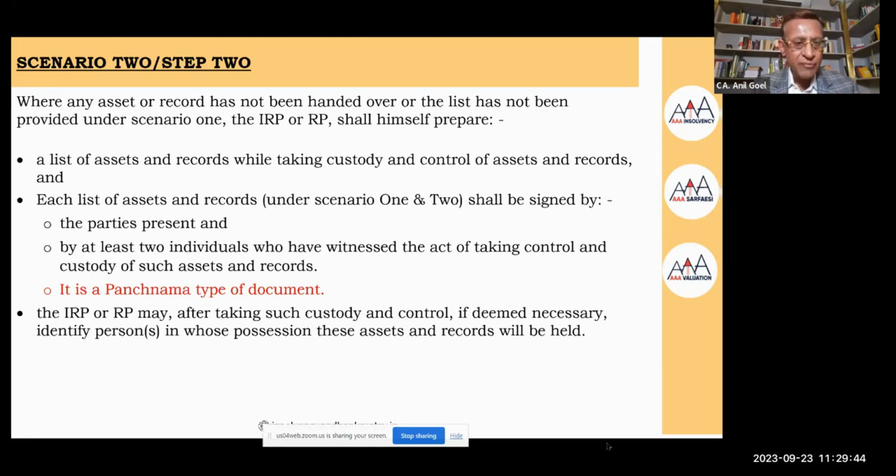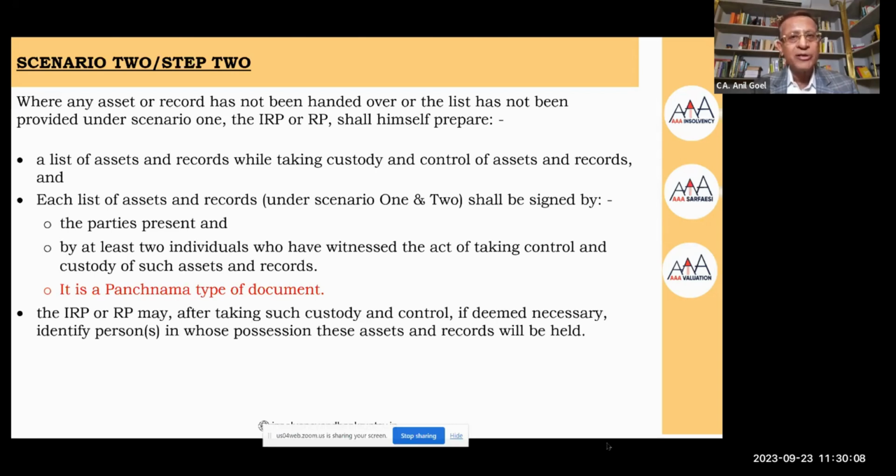So that kind of panchnama document would be made, where each list of assets and records would be signed by the handing over person or taking over person, and also two independent witnesses. This document is also required to be made in case the IRP is not getting any cooperation and there is nobody who is preparing a list from the corporate debtor side. So the RP has to make this list.